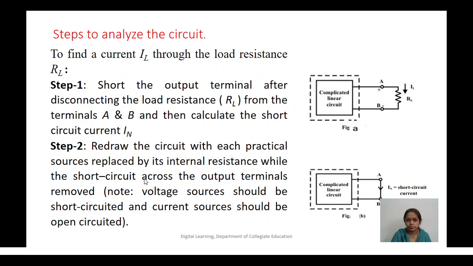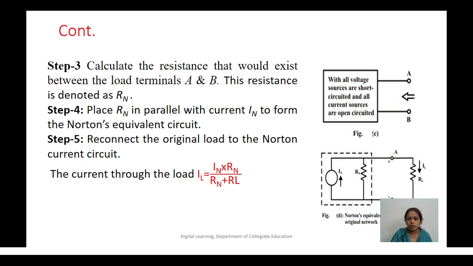Second step is, again we will take the complicated network, replace all sources by their internal resistances and then open the output terminals. All voltage sources are short circuited and all current sources are open circuited. So open the output terminals. Earlier we had shorted it. Now open the output terminals. Replace all voltage sources by their internal resistance. Now looking back at the circuit, find the effective resistance. That effective resistance is called Norton's resistance. So we have found IN and RN, Norton's current and Norton resistance.